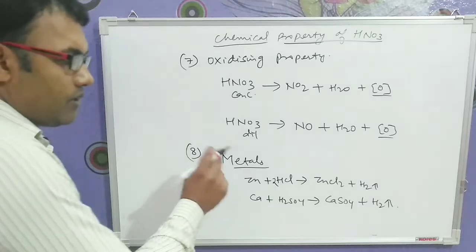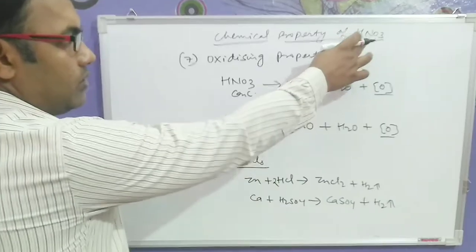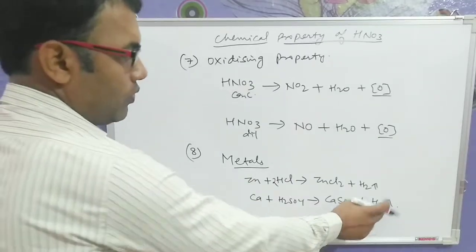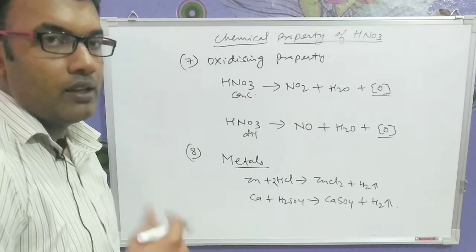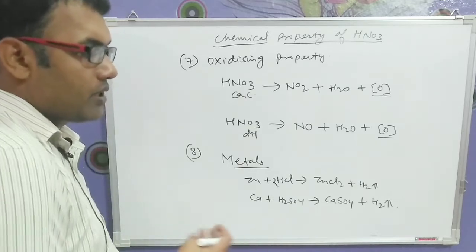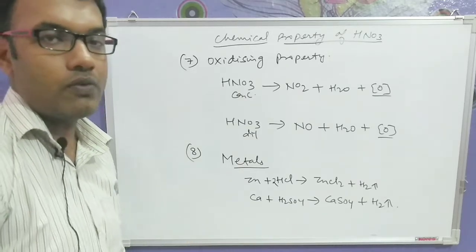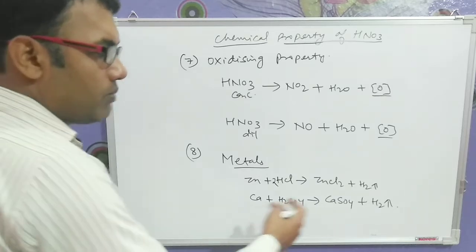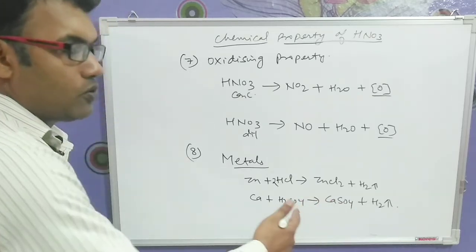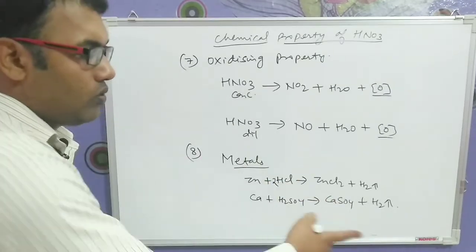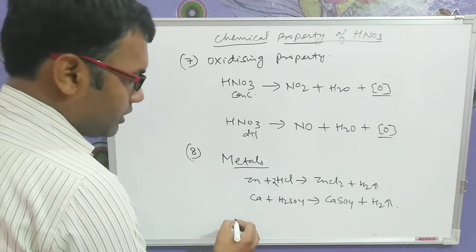But what happens if we react a metal with nitric acid? There will be no formation of hydrogen gas. Then your question will be, why no hydrogen gas, or what will be the product formed then? The product formed will be water, because H2 will be getting oxidized to water. So we'll be seeing the reaction.